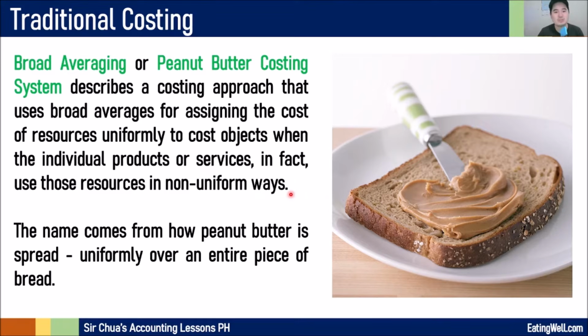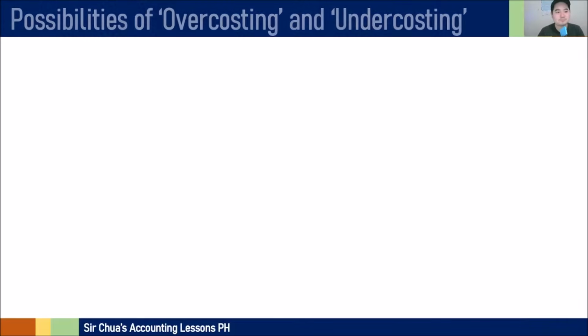And that's what happens when we use traditional costing, which sometimes is like your departmental rates, as in the whole department uses it, or the plant-wide rate in which the whole plant or the whole production process uses everything. So that's what's happening in traditional costing.